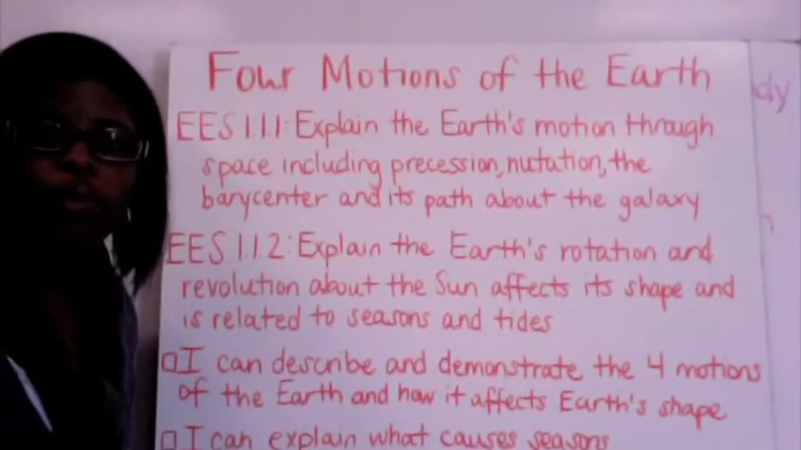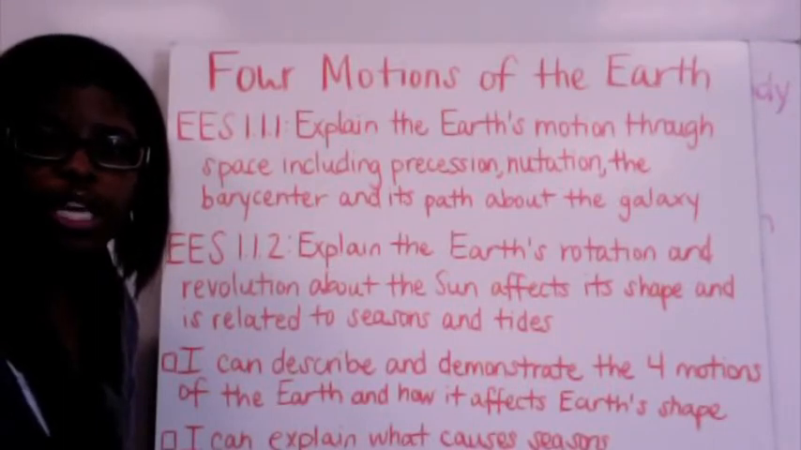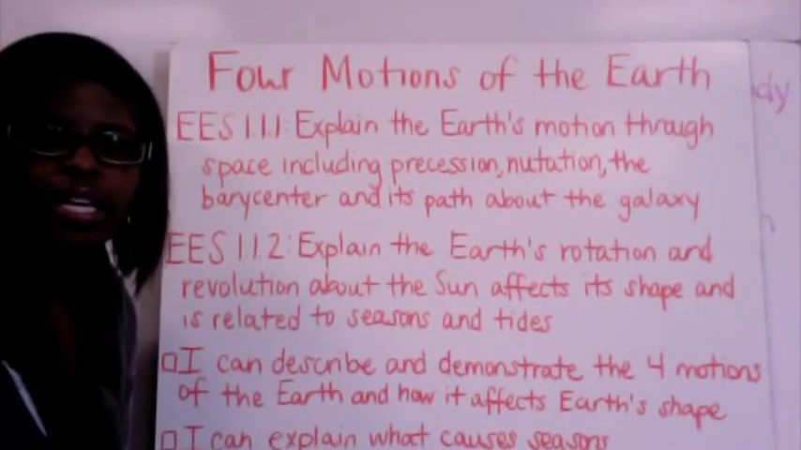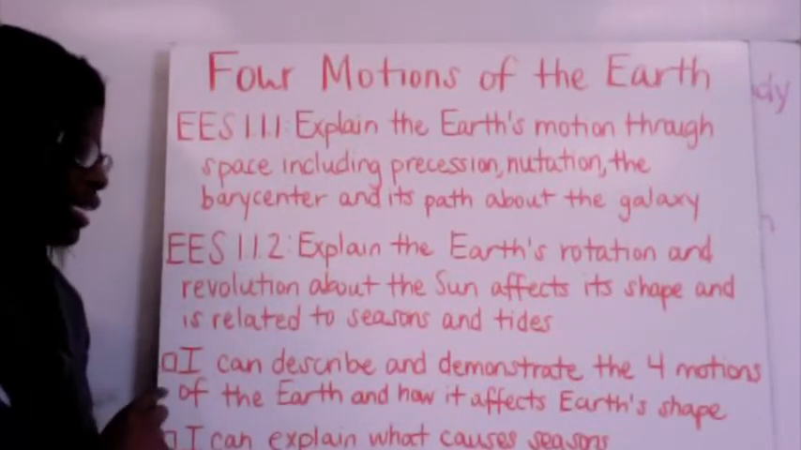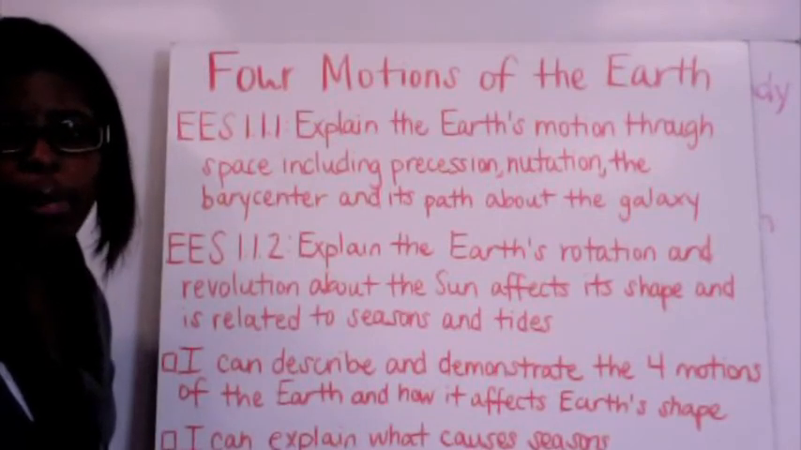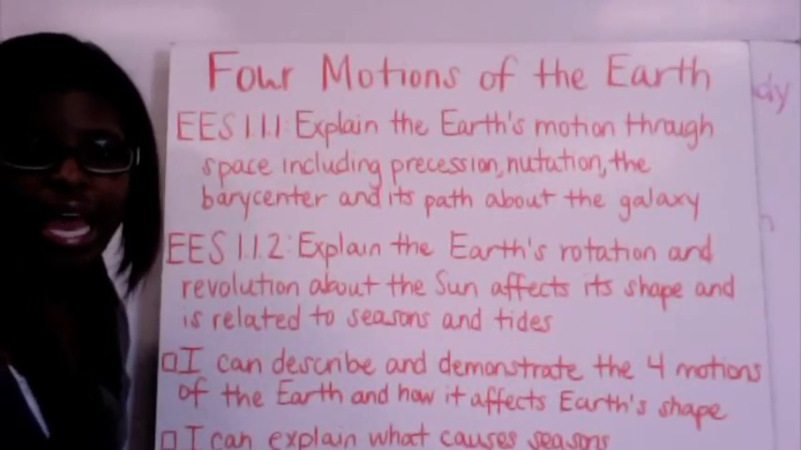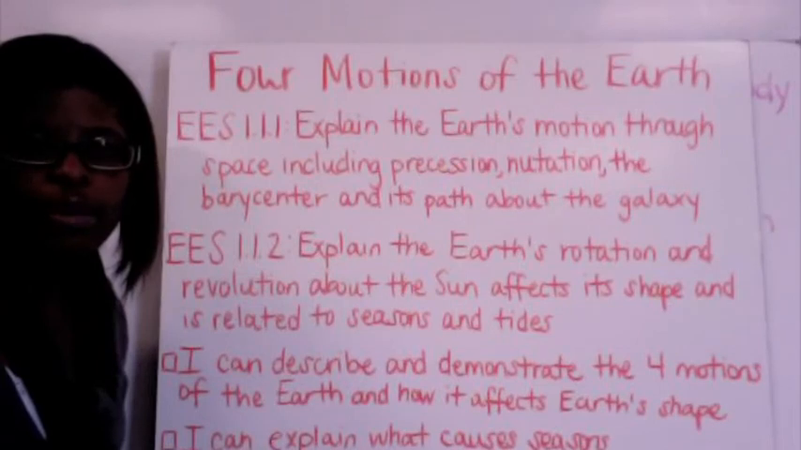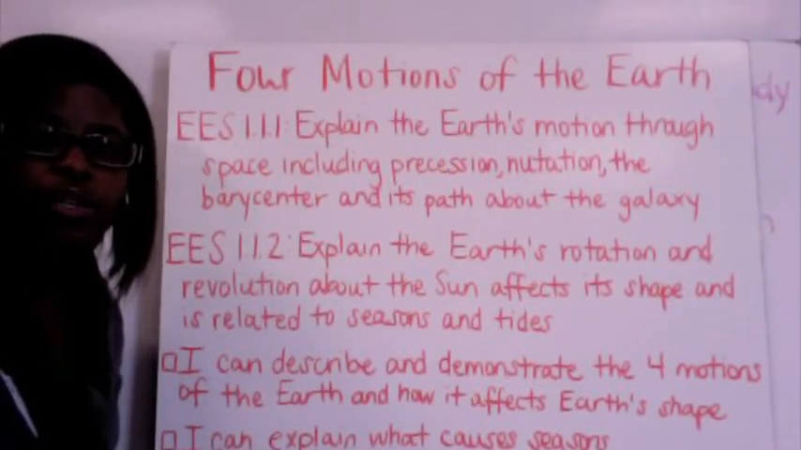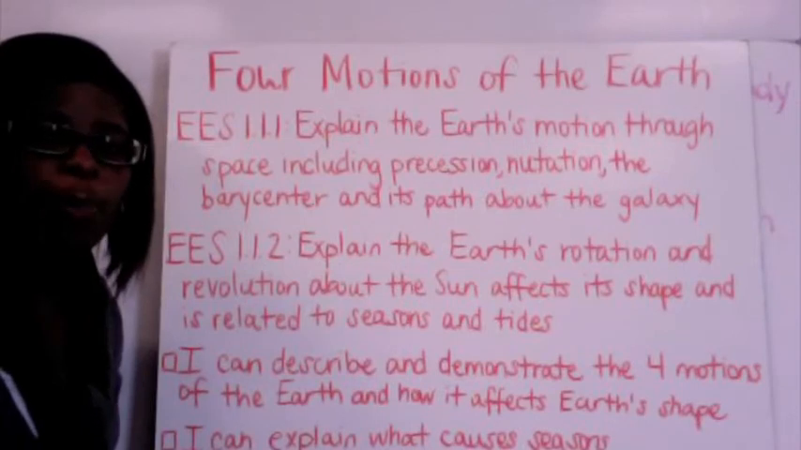In objective 1.12, you're going to explain the Earth's rotation and revolution about the sun, how it affects the shape and the Earth's relationship to the seasons and the tides. So there are two I can statements that you need to pay attention to, and that's I can describe and demonstrate the four motions of the Earth and how it affects the Earth's shape. And then the second one is I can explain what causes seasons. So make sure at the end of the video you come back to this slide. I'll pull it back up for you and make sure we can mark off both of these boxes.